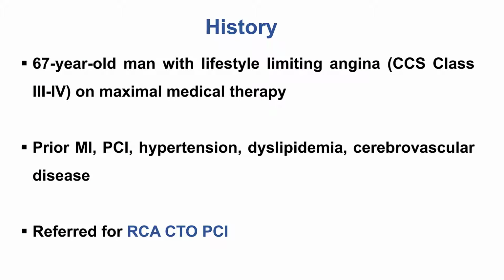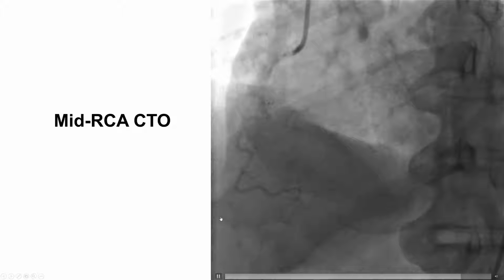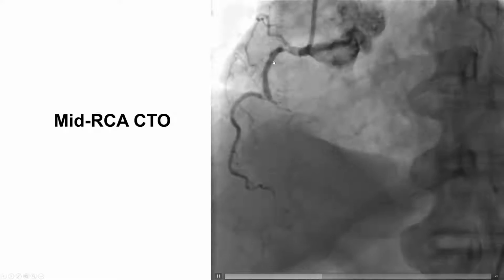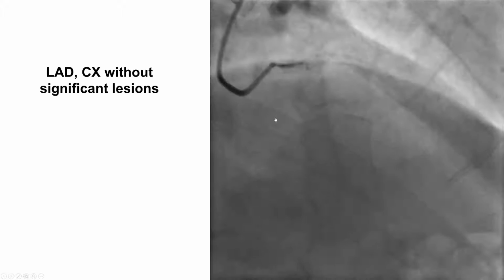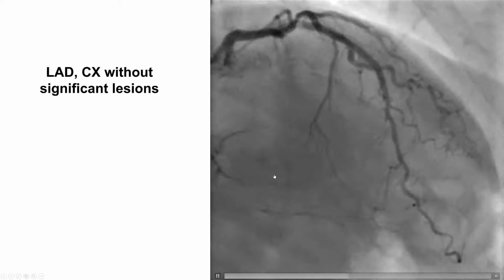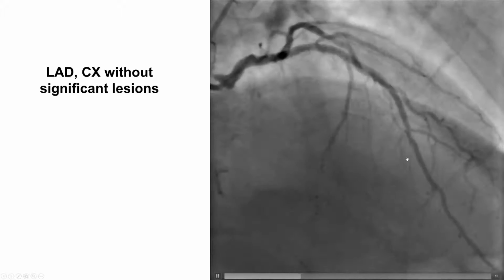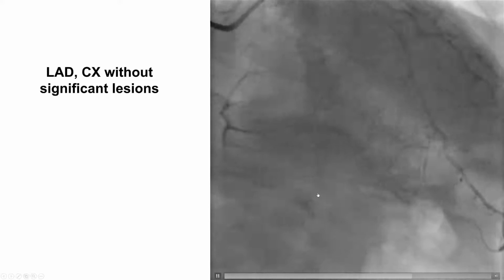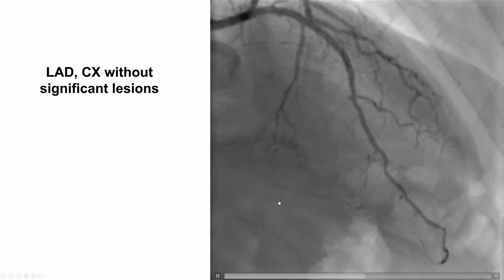The patient was an elderly man that presented with lifestyle-limiting angina despite maximal medical therapy and was found to have an RCA-CTO, single-vessel disease. He was referred for PCI of the right coronary artery chronic total occlusion. The RCA had a proximal lesion, a well-defined distal cap with tapered entry. The distal vessel, the PDA, and the posterolateral vessel were filling from epicardial as well as septal collaterals from the circumflex and the LAD respectively, and the distal vessel was of good caliber.